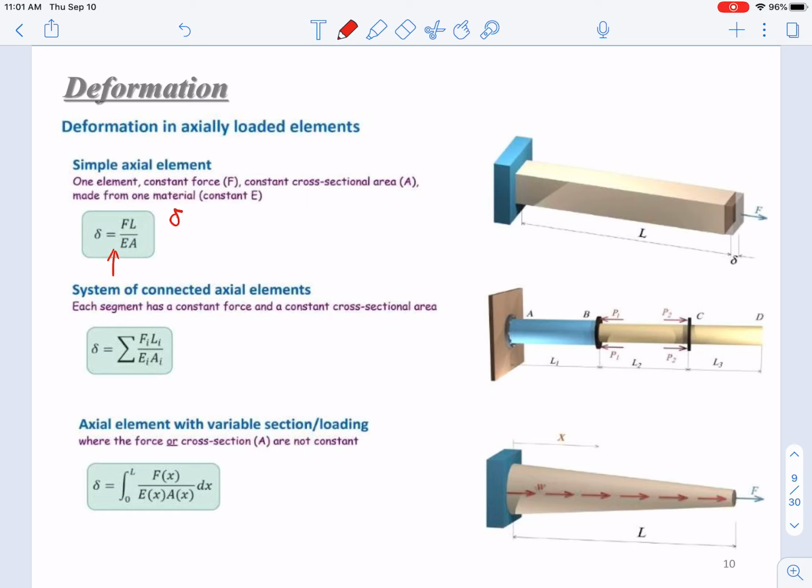And how do you calculate delta? It is based on its definition, the definition of a strain. We use strain times L, right? And how do we calculate strain? Strain is the stress over E. E is a constant. So how do we calculate stress? Stress is F over A.